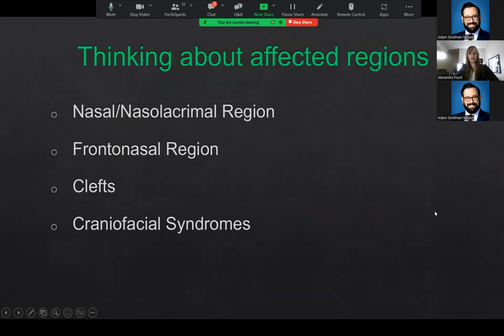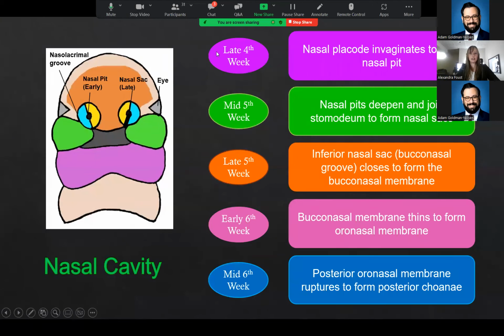All right, so talking about the affected regions, I have this organized just based on location. And so we'll start in the nasal area. A little bit more on the embryology here. You start out with the nasal placode, as we saw in the former slide. In the 4th week of gestational life, it starts to invaginate backwards and it forms this little pit.